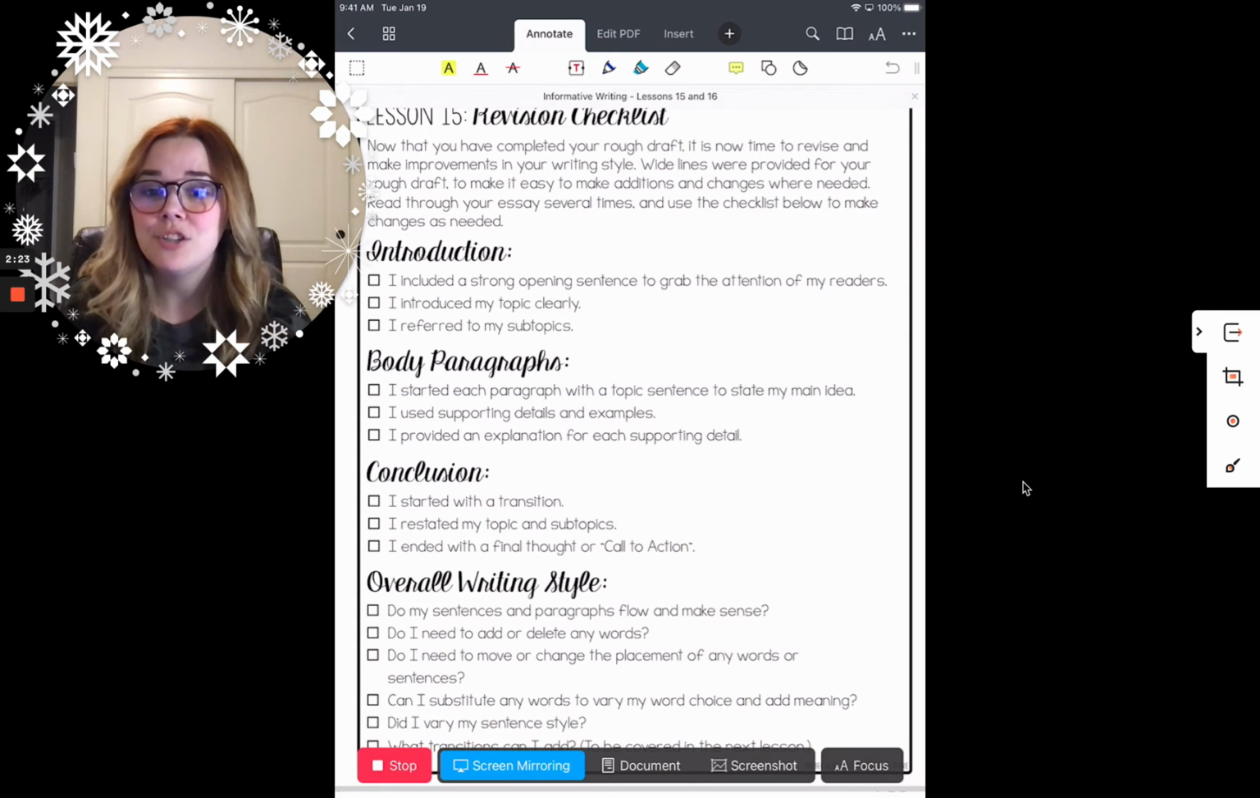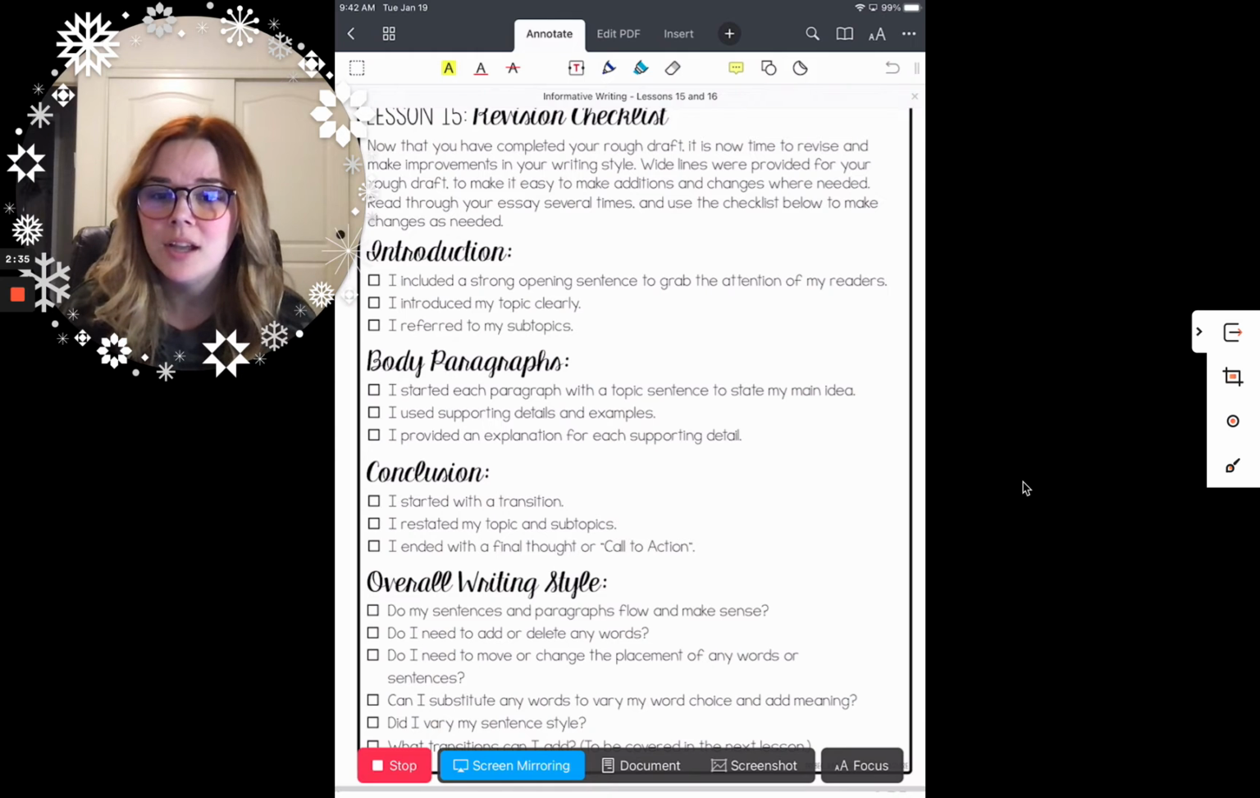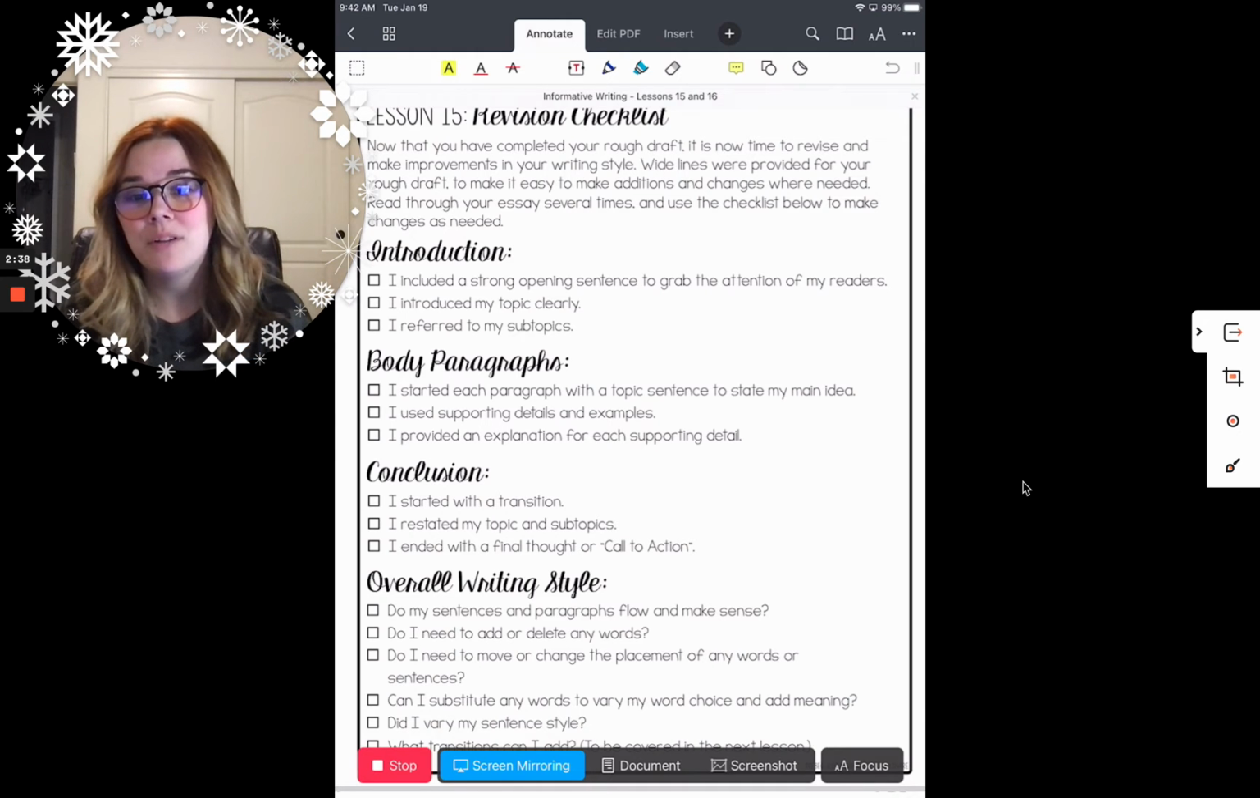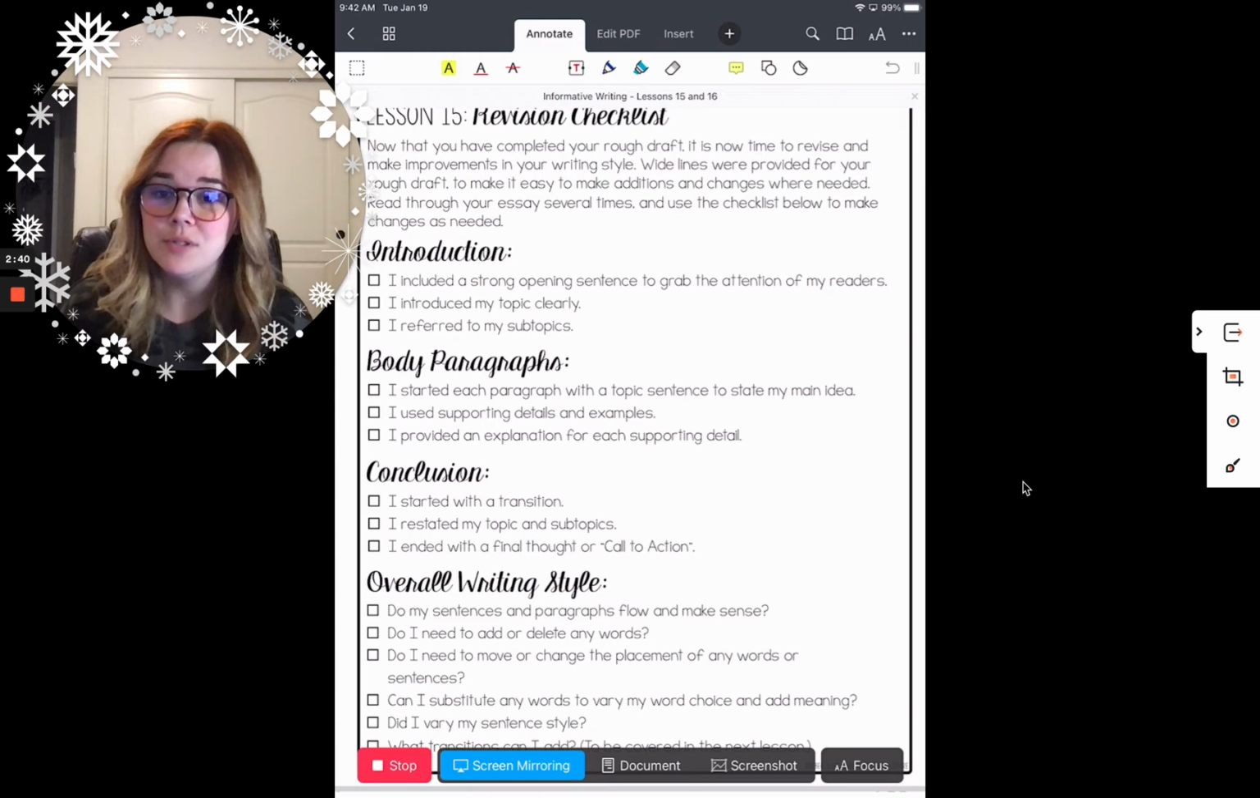You want to make sure that you used supporting details with examples. Those details might be something from a text that you read or from a video that you watched or some kind of quote. And you want to make sure that you provided an explanation for each of those details. So for example, if you used a quote, you didn't just give me a quote and nothing else. You have to tell me why that's important or tell me what it explains. Tell me about it. Give me some explanation.